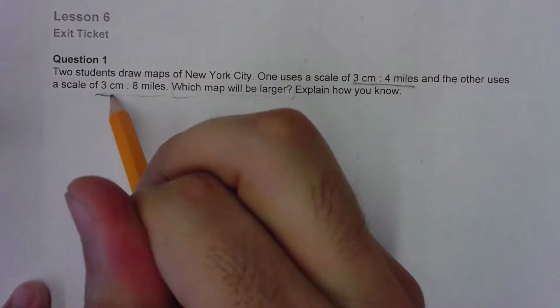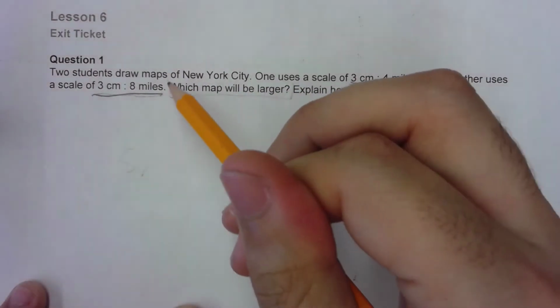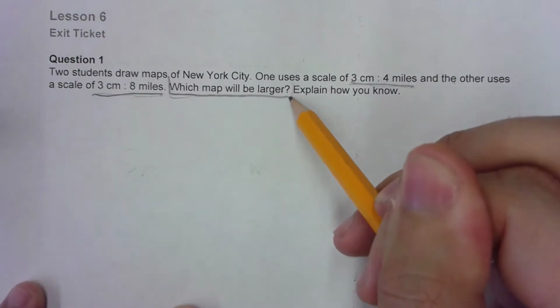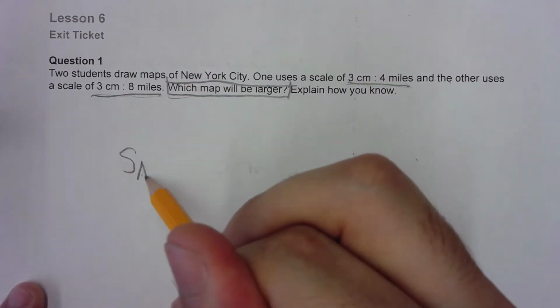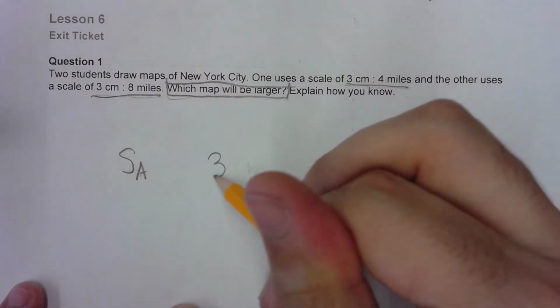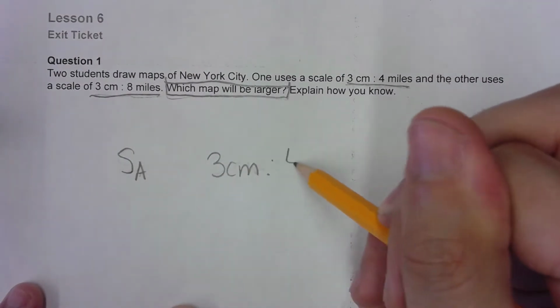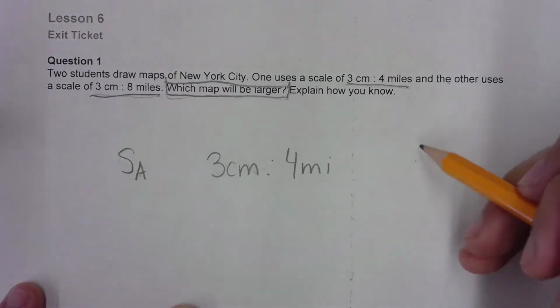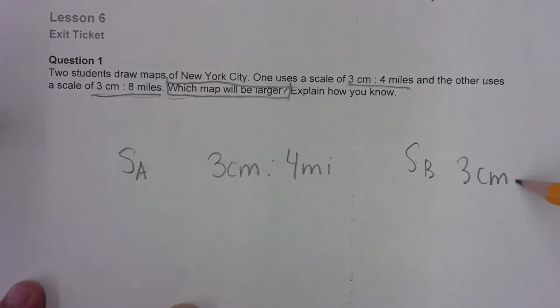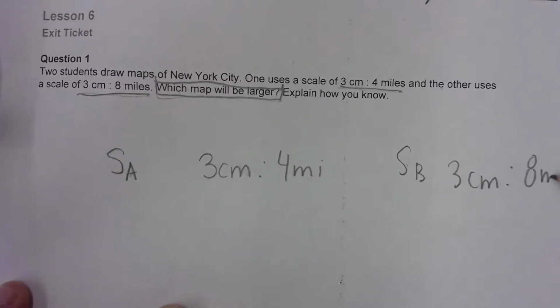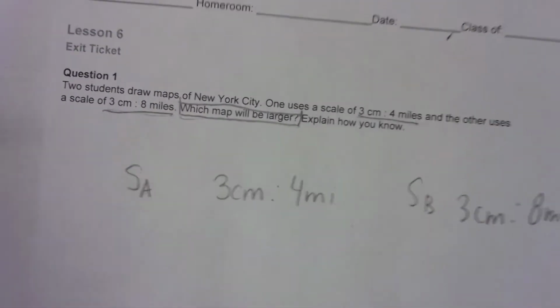Two students draw maps of New York City. One uses a scale of 3 centimeters to 4 miles, and the other uses a scale of 3 centimeters to 8 miles. The question is asking you which map will be larger and explain how you know. Now, student A uses a scale of 3 centimeters to 4 miles, whereas student B uses a scale of 3 centimeters to 8 miles. I'll try and zoom out just a little bit so we can see perfectly.